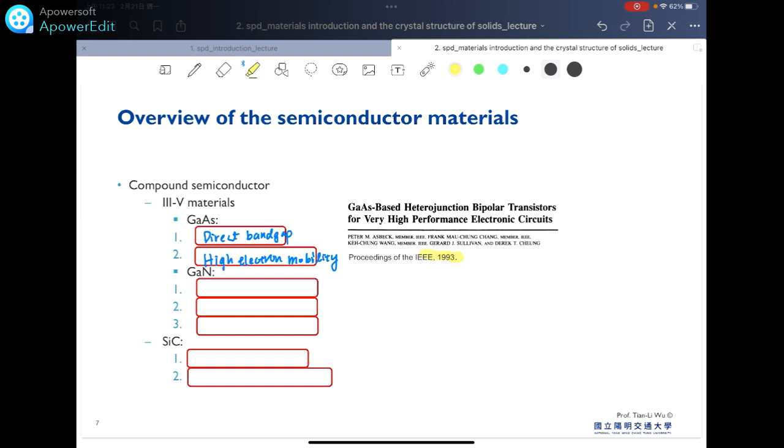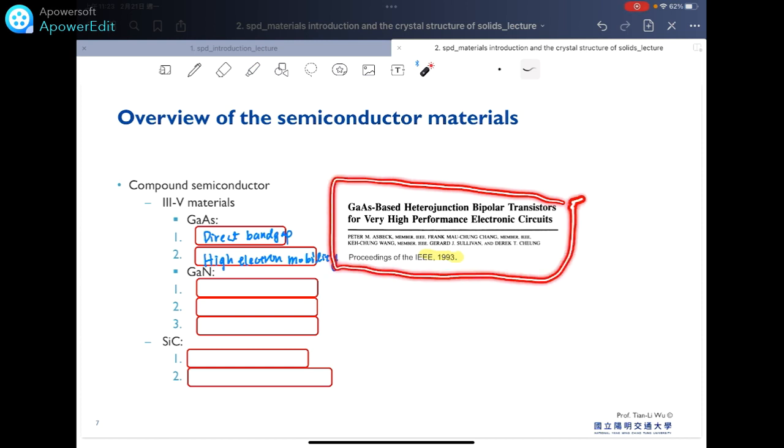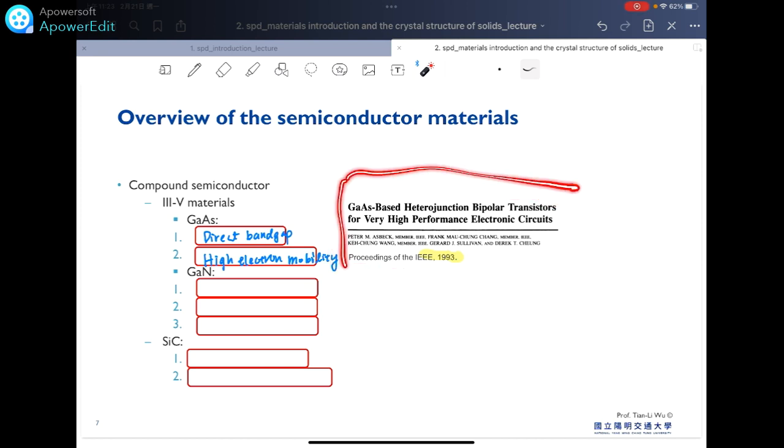high performance electronic circuits. And the reason I want to mention this paper is that there is one name everyone should be aware of. This is a paper published by the Rockwell Institute, which is an institute in the United States working on high frequency communication and advanced electronics. And the second author, Frank Mao Zong Zhang, is our ex-president of NCTU, whose major achievement in terms of semiconductors is that he was involved really early in the development of gallium arsenide-based semiconductors.